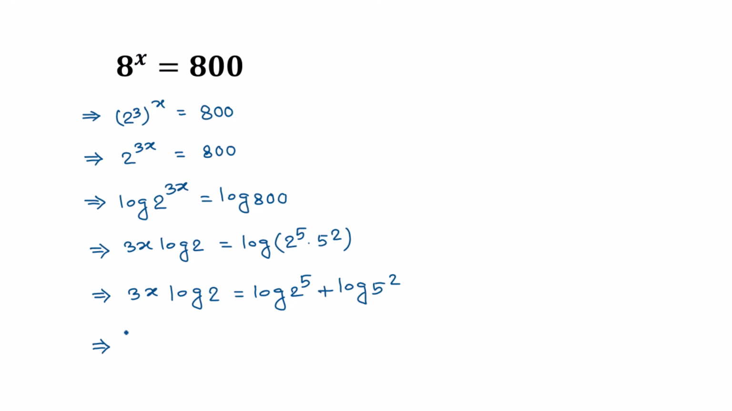On the left side, 3x log of 2 is equal to, again applying the formula log a to the power b is equal to b times log of a, we will get 5 times log of 2 plus, applying this formula again, 2 times log of 5.